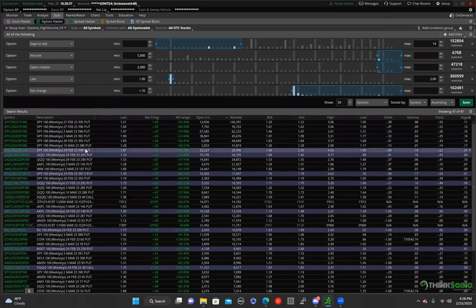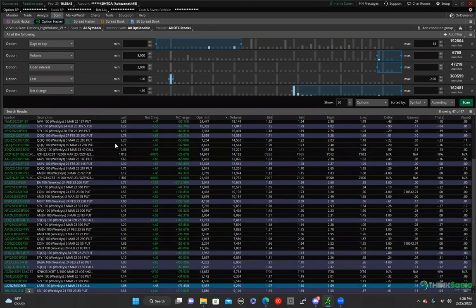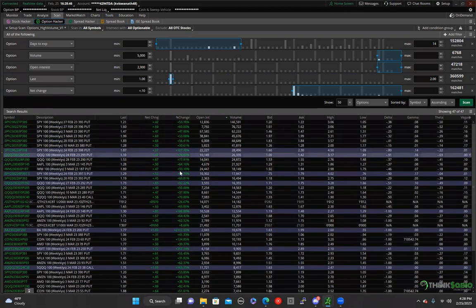And I like to trade SPY or SPX for the most part. So that's how I pick. I just sort by volume or open interest, and I pick if I have. So that is the option scanner.